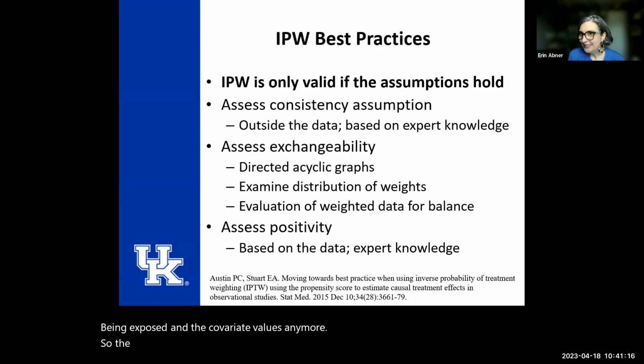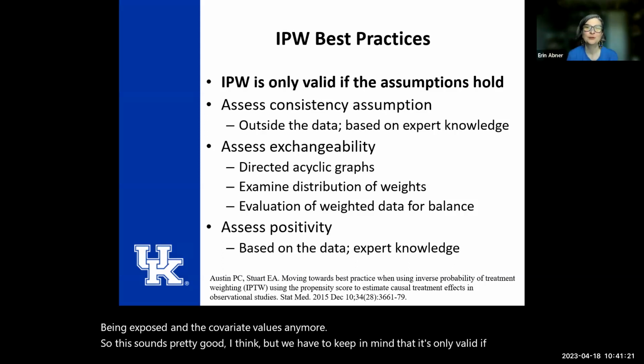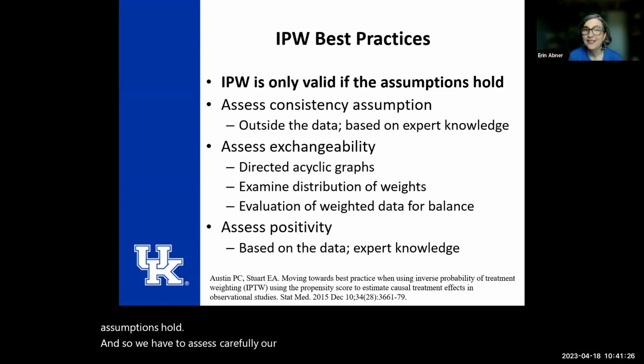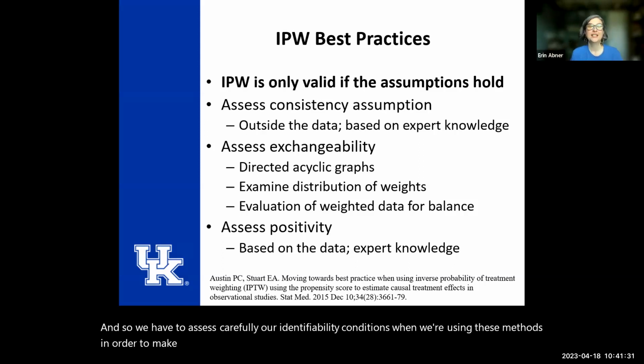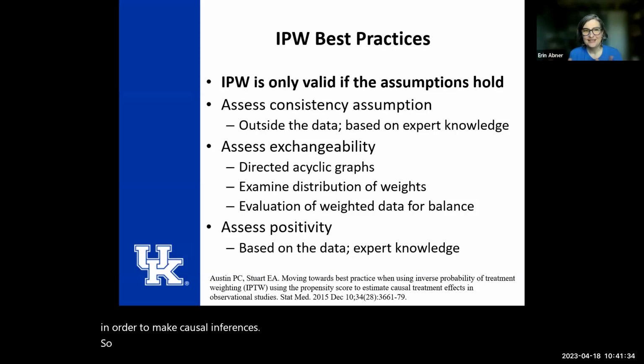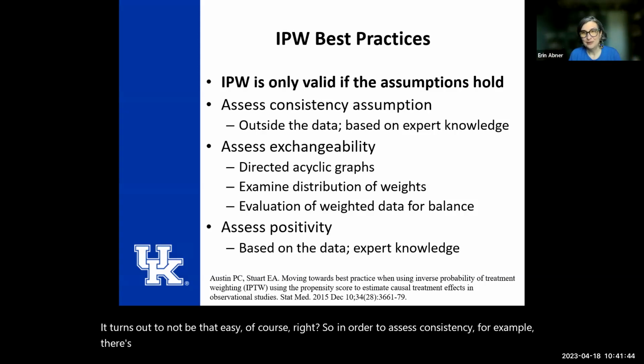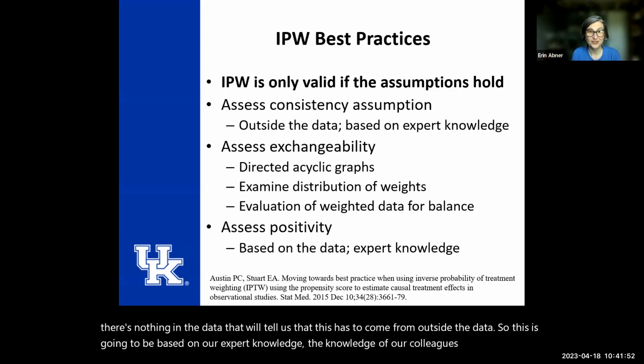So this sounds pretty good, I think, but we have to keep in mind that it's only valid if the assumptions hold. And so we have to assess carefully our identifiability conditions when we're using these methods in order to make causal inferences. So how do we assess these assumptions? It turns out to not be that easy, of course, right? So in order to assess consistency, for example, there's nothing in the data that will tell us that. This has to come from outside the data. So this is going to be based on our expert knowledge, the knowledge of our colleagues, what's in the literature.